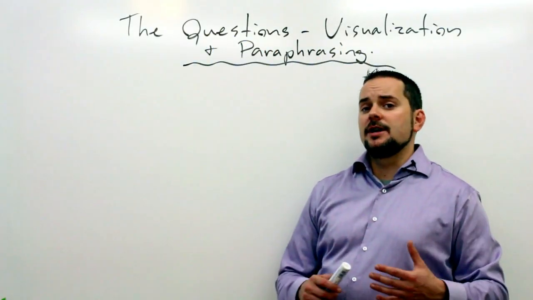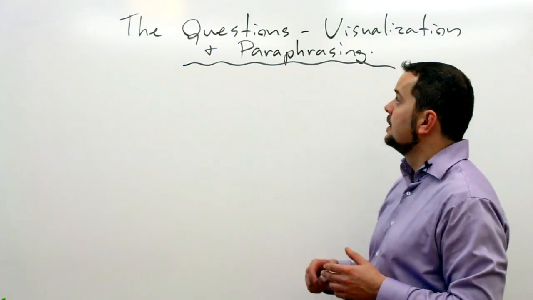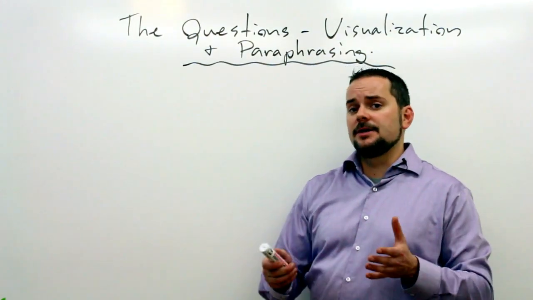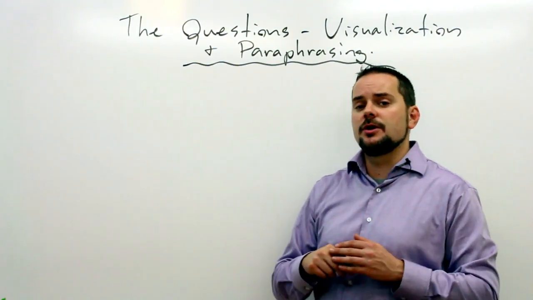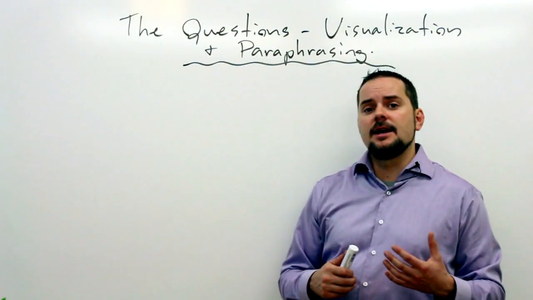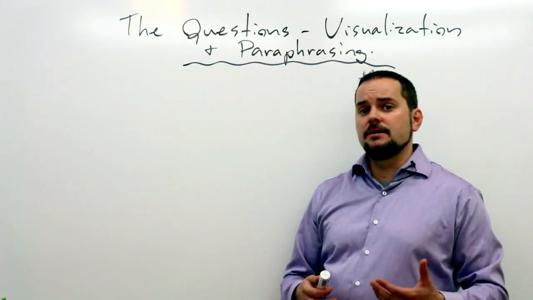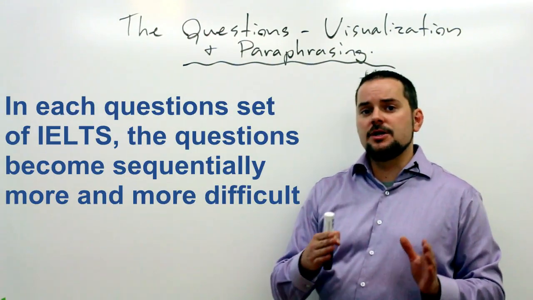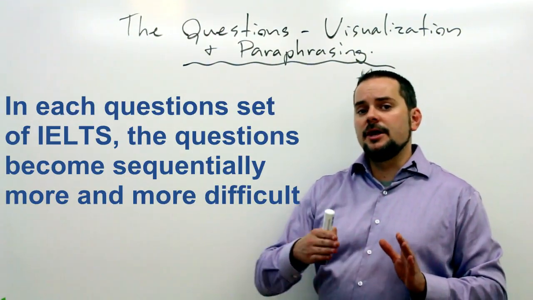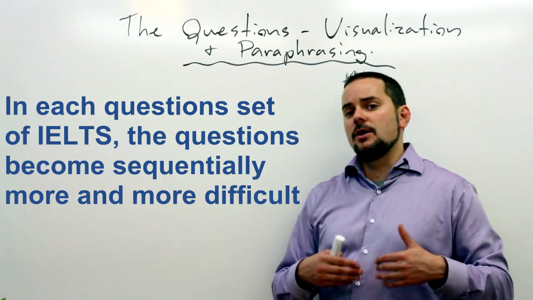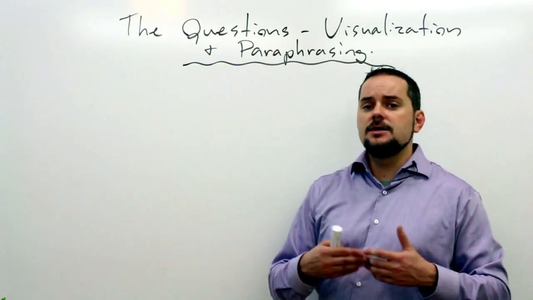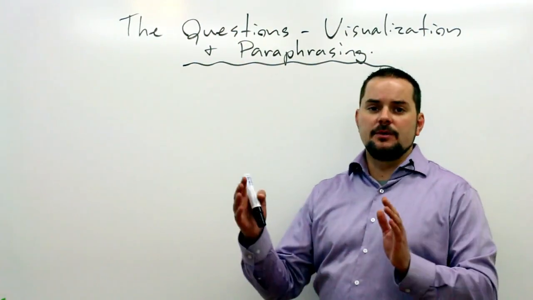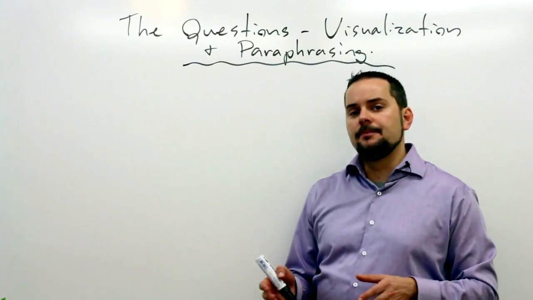Continuing on with strategies for the true, false, not given questions, there's a couple of points that you need to remember about the IELTS exam and the way that these questions are created. So the IELTS exam is a progressive test, which means that it becomes more and more difficult within each section the later you are. So it means that question number 1 will be the easier question, and then 2 will be more difficult, 5 will be even more difficult, 10 will be even more difficult, and so on.